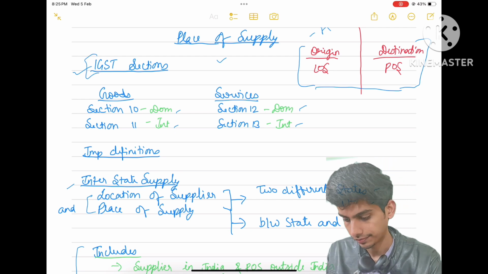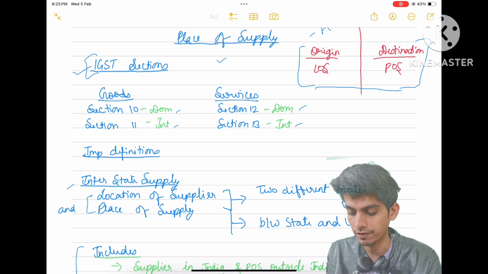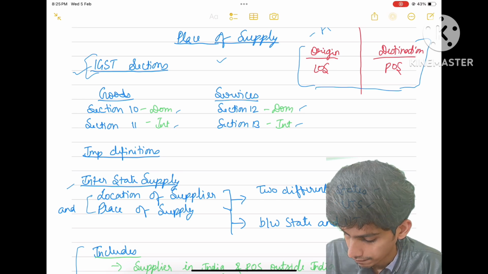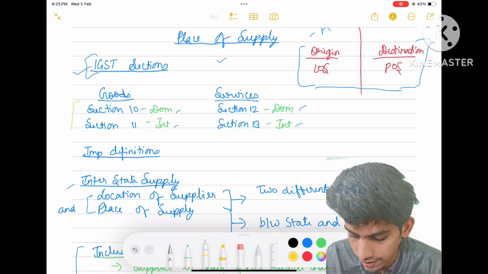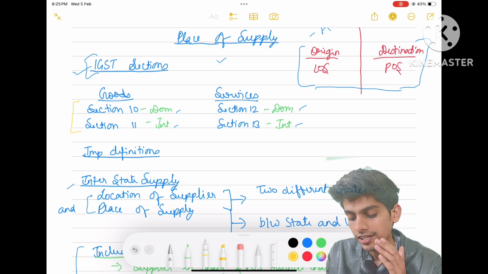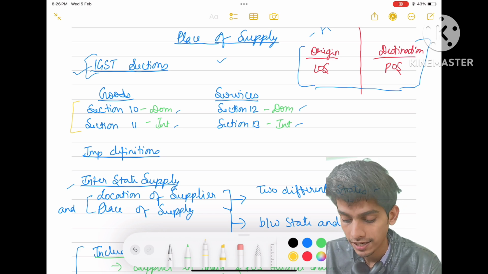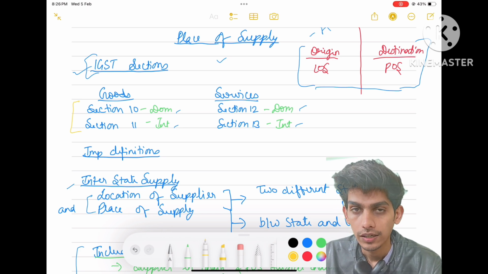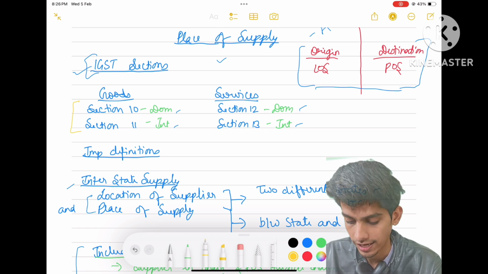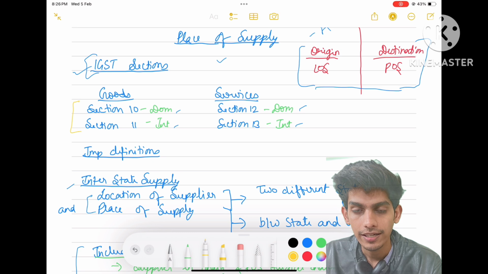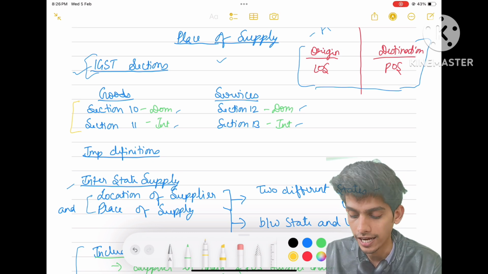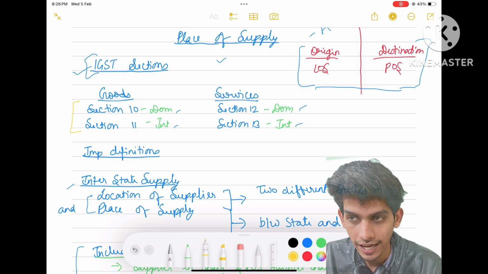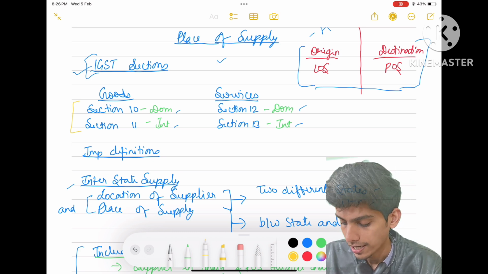These are the sections in this chapter which we will be dealing with. For goods we have two sections, section 10 and section 11. Section 10 is for transactions when both supplier and recipient are in India, that is, domestic transactions. And section 11 deals with when goods are exported out of India or coming from outside India to India. In our syllabus we have only section 10. Section 11 will be considered at the final level.